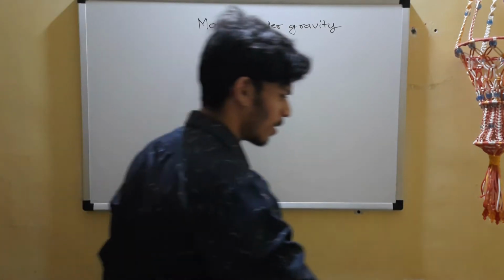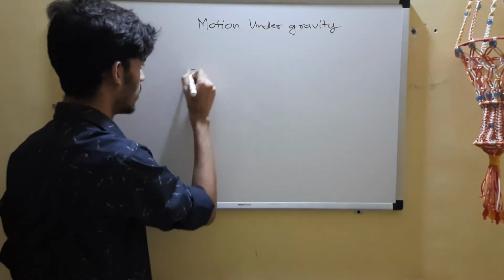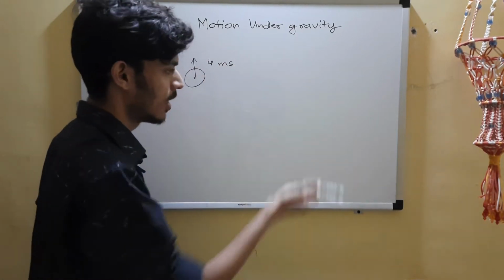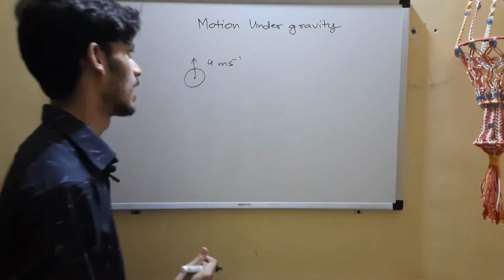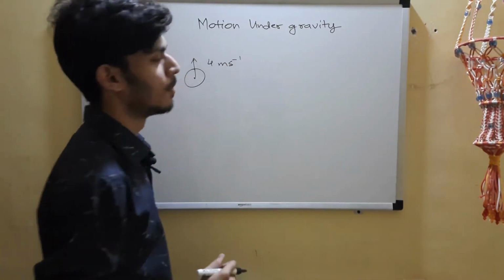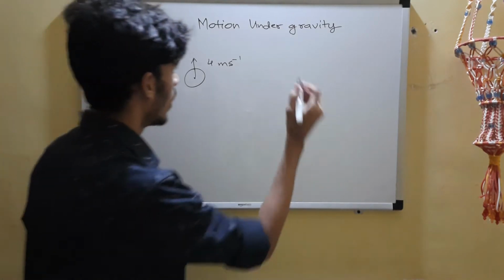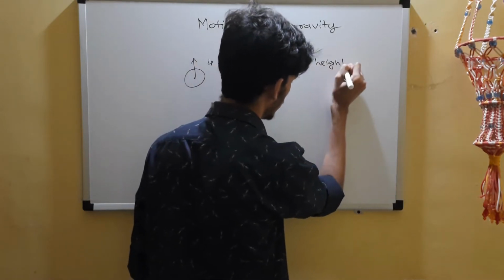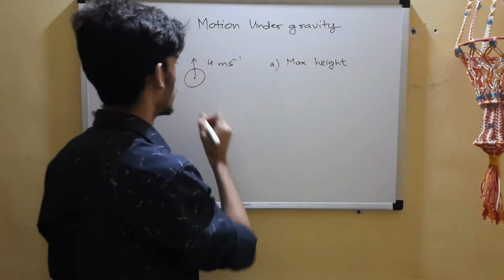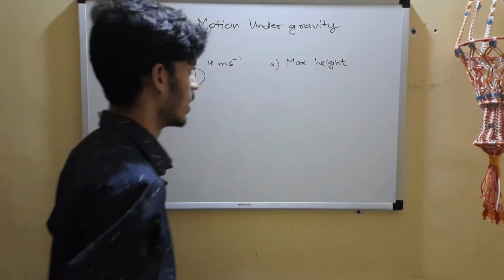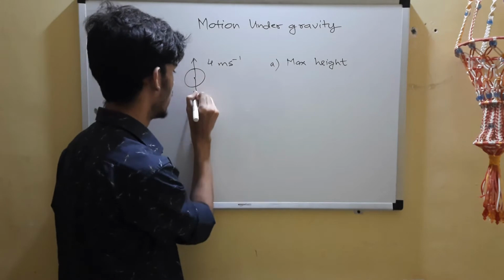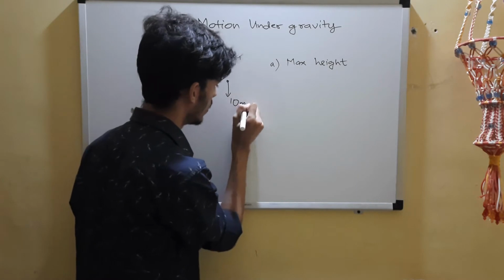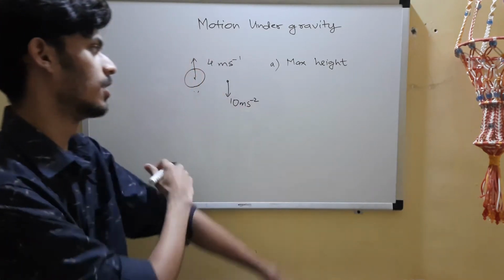So let's discuss a problem, so you can brush up your equations of motion. Suppose an object is thrown up, like suppose this pen is thrown up with a speed of 4 meters per second. They have asked for the maximum height the object reaches. Only this much data is given, and obviously you'll know that acceleration due to gravity is there throughout the journey, and they have taken it to be 10 meters per second squared.